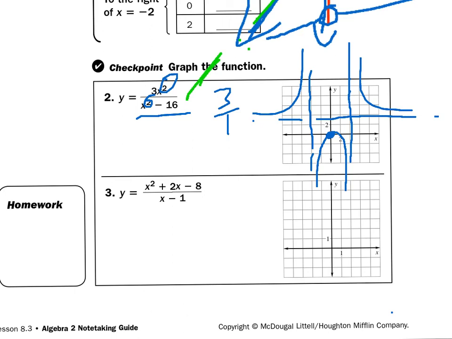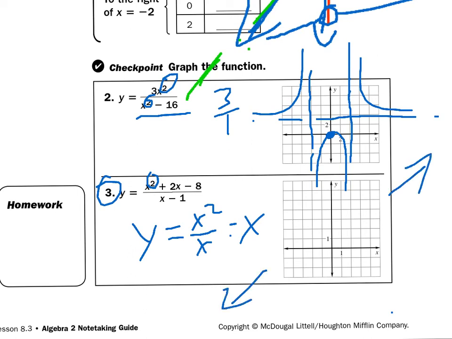All right, let's take a look at number 3 here. Number 3 is just like this last one we did, where the top degree is larger than the bottom degree. And if the top degree is larger than the bottom degree, then that's the one where you don't have that horizontal asymptote, right? But you have those end behaviors, and those end behaviors become the same as y equals x squared over x, or y equals just x. So that means it's going to be here, and it's going to be here eventually.